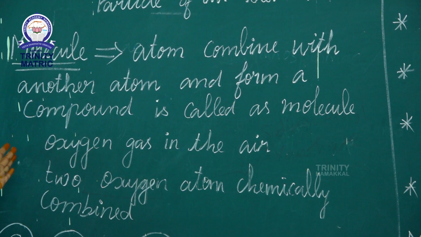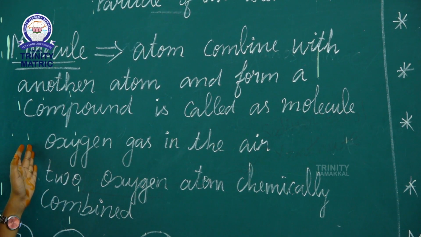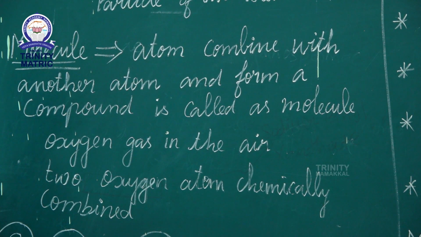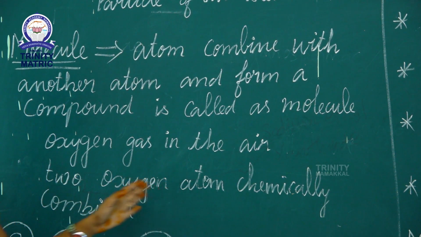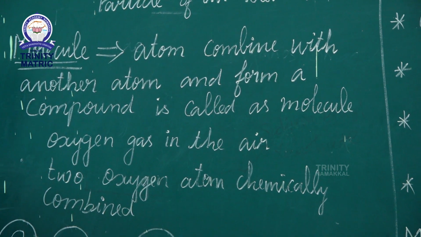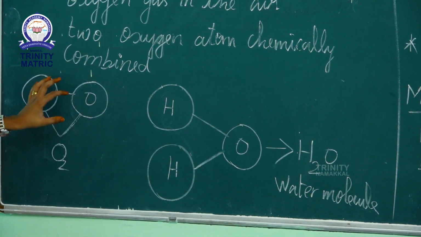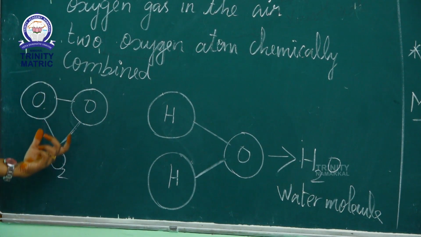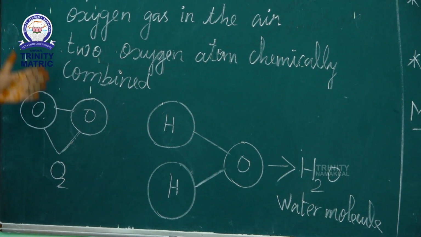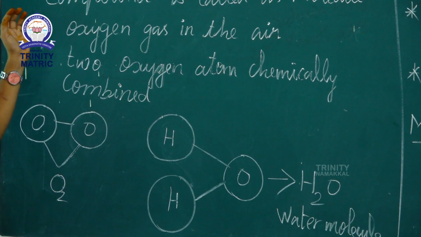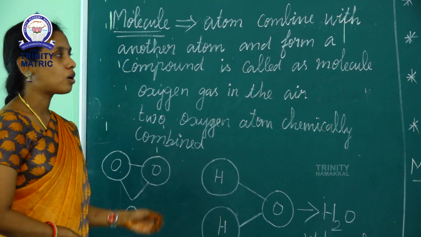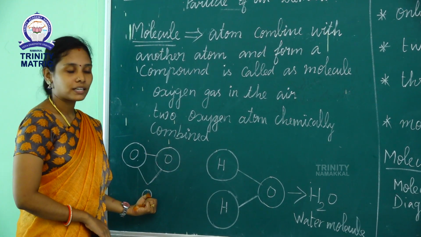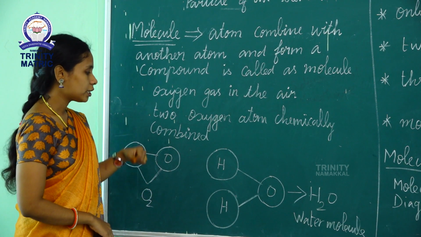One example of a molecule is the oxygen gas in the air that we breathe. It contains two oxygen atoms chemically combined with each other, and that is called oxygen. That is what is meant by a molecule: atoms chemically combined with other atoms.